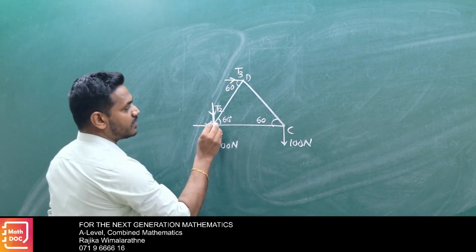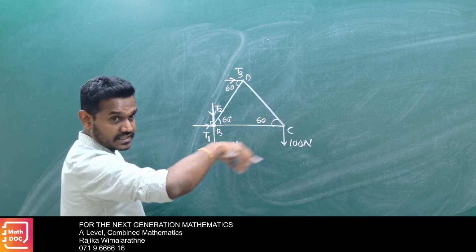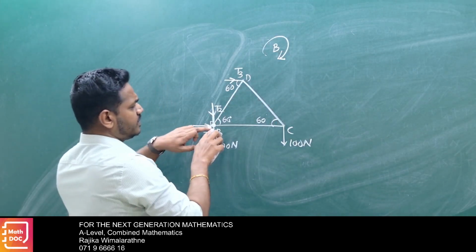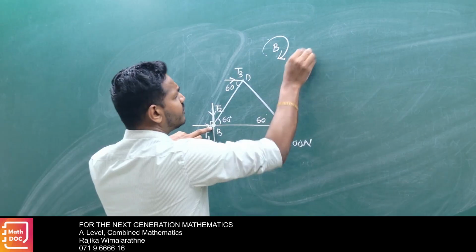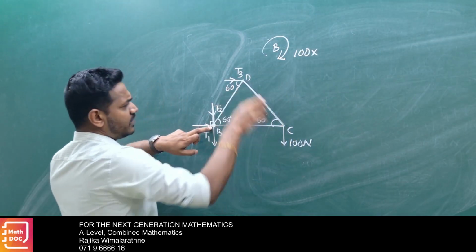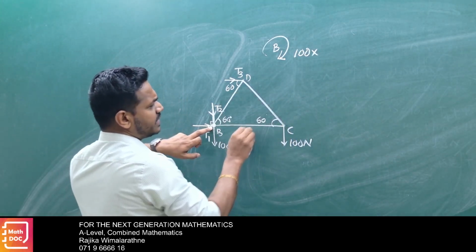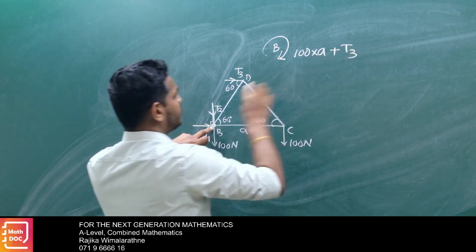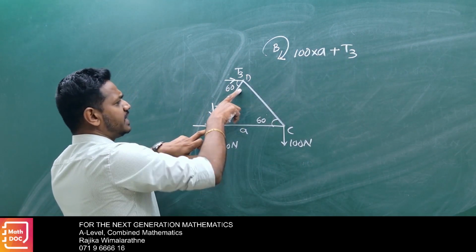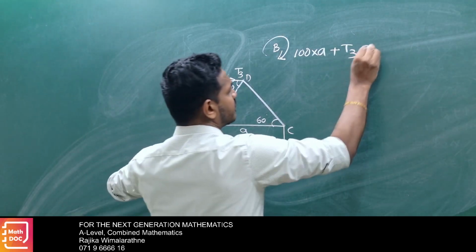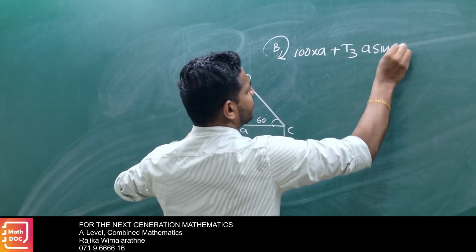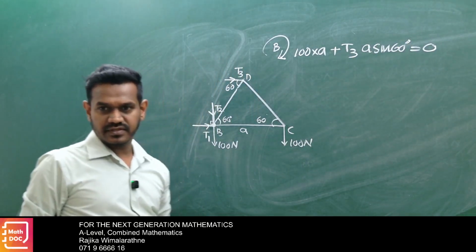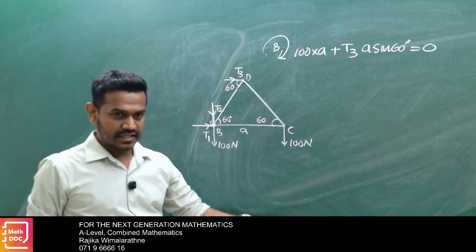So you take moment about B. Consider the full system, take moment about B. Then here 100 into, here an equilateral triangle, no? Take this length A, plus T3 into the perpendicular distance here, A sin 60, no? A sin 60. Now no moment, no? That will be 0. Right hand section in equilibrium.